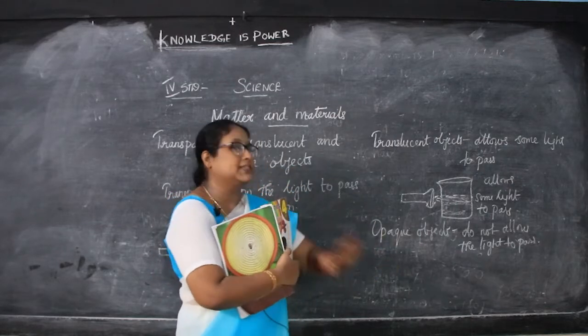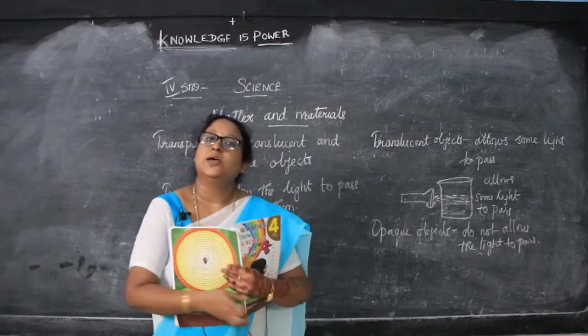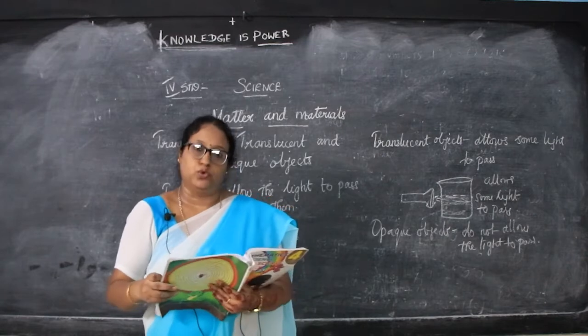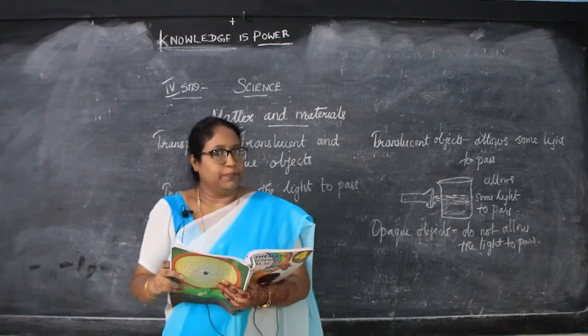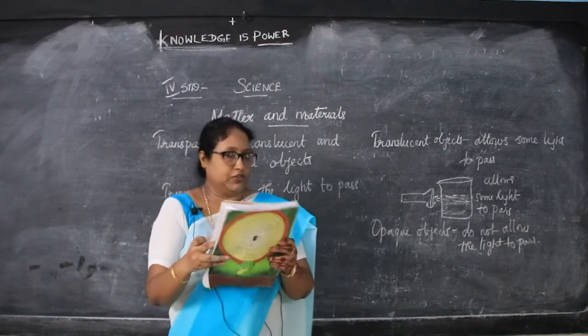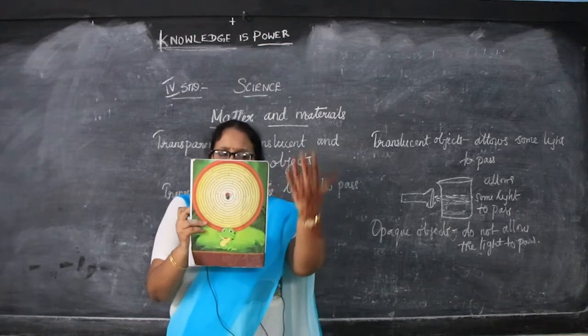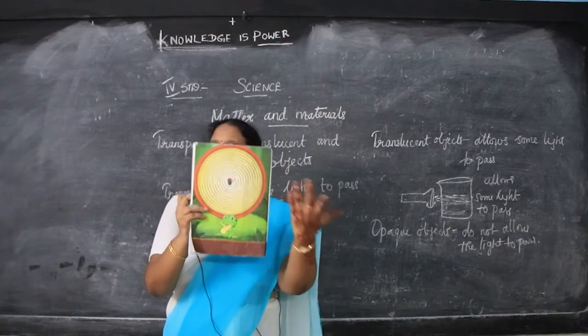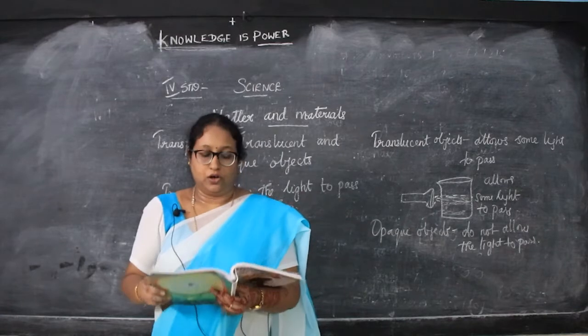Opaque objects do not allow light to pass through them, for example wood, stone and metal. Even a book is an opaque object. If you keep a book, can you see the objects on the other side? No. So it is an opaque object.